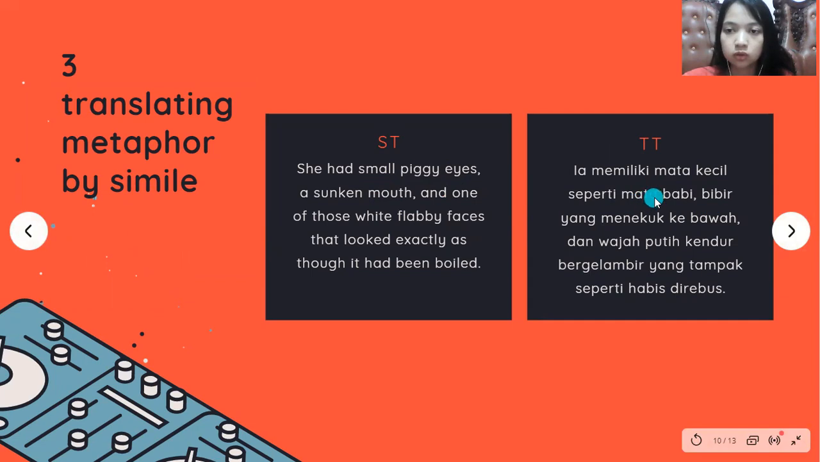And it is also used to compensate that there are already a lot of implicit metaphors or comparisons in the source text, and it is used to describe more that the description of Sponge is really bad and awful by saying it as having "mata kecil seperti mata babi, bibir yang menekuk ke bawah," and "wajah putih kendur bergelambir." And that's how the translator translates the metaphor into simile.